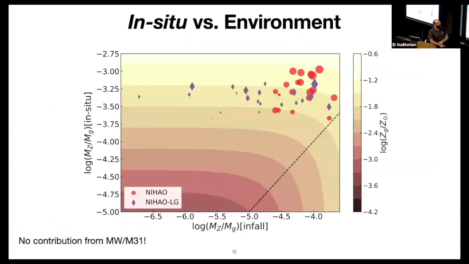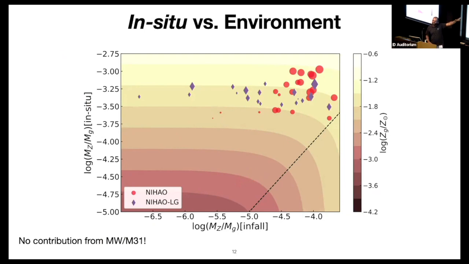Or is it actually in situ local group dwarf galaxies processing metals themselves? That's what I'm showing over here. On the x-axis, I have the amount of metals that actually fall into the galaxy, so this would be the contribution from the environment. On the y-axis, I have how much metals these dwarfs actually make by themselves in situ. The contours show you present day mean gas metallicity, and the size of the colored points shows you the stellar mass of the galaxy at redshift 0.